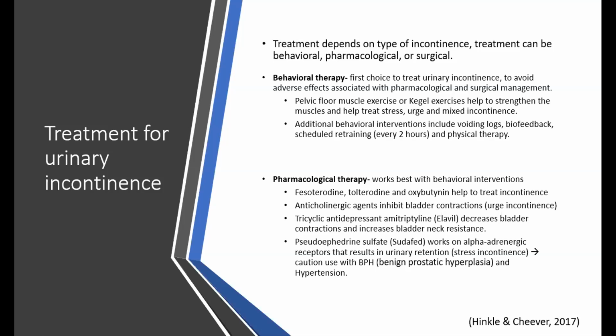Pharmacological therapy works best with behavioral interventions. So some of the meds here are kind of harder to pronounce, so I'm going to save you guys the butchering for the first line. But anticholinergic agents inhibit bladder contractions, and that helps to treat urge incontinence. Tricyclic antidepressants, amitriptyline decreases bladder contractions and increases bladder neck resistance. And Sudafed, believe it or not, works on alpha adrenergic receptors that results in urinary retention, and that helps treat stress incontinence. But you have to really be careful if the patient has BPH when they're on this medication or hypertension, since it causes that urinary retention.